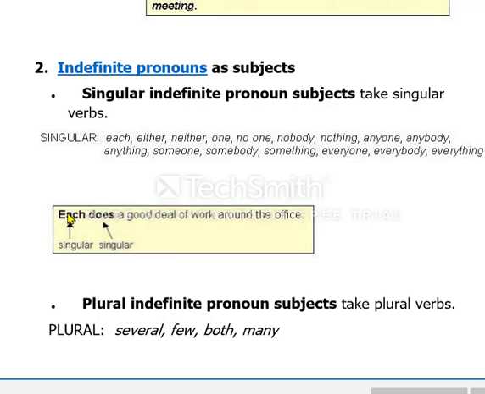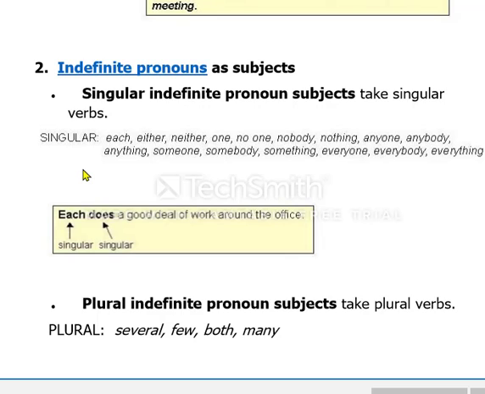So here each is basically a singular verb. It means there will be one among two persons. Each does a good deal of work around the office. So does here, work will be considered as a verb. Here do has the addition of es with the verb. This is called a helping verb, but sometimes a helping verb does the work of a verb. Here in the sentence the helping verb is doing the job of a verb. So each does a good deal of work around the office.